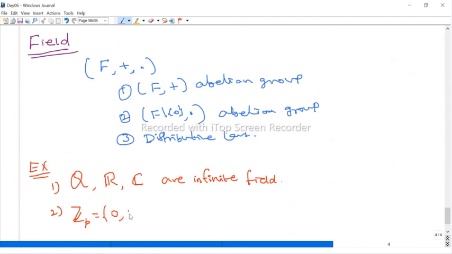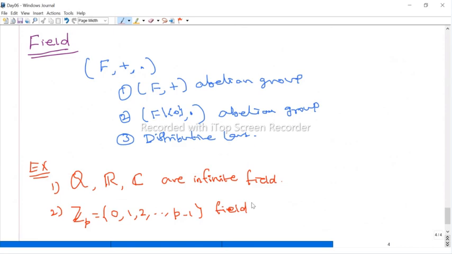So, how do they look? The elements are 0, 1, 2, 3, etc., up to P minus 1, or sometimes written as 0 bar, 1 bar, 2 bar, etc. This is also a field. This is a finite field. But mostly we are using either R or C.